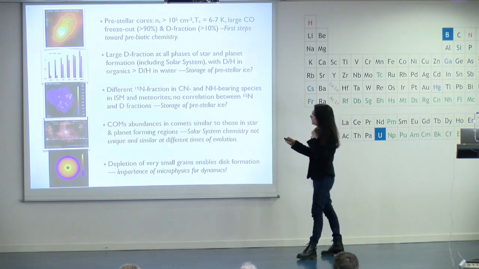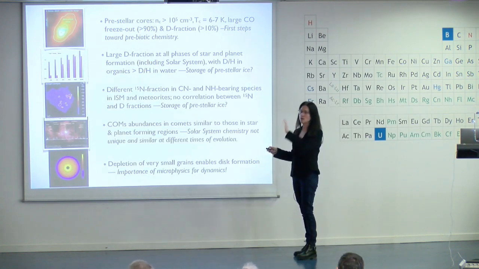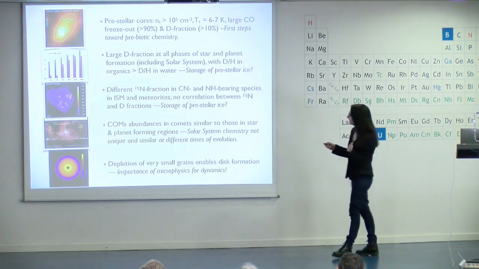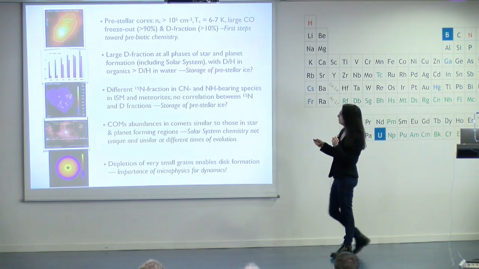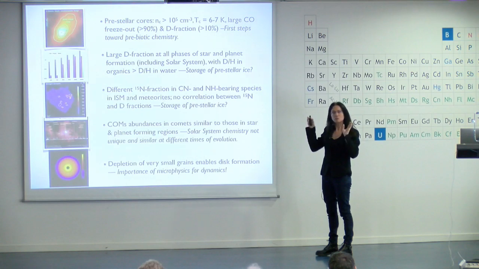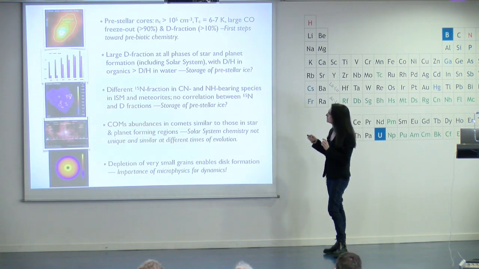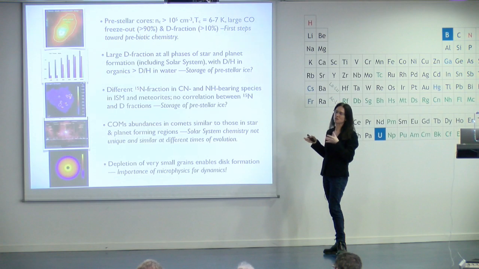There are large deuterium fractions, and we found them all the way from the original cloud down to our solar system, which implies, of course, that it cannot be the final word, so we're still working on that, but there is a hint that at least some of this prestellar ice is able to be stored and saved during the process of planet formation.